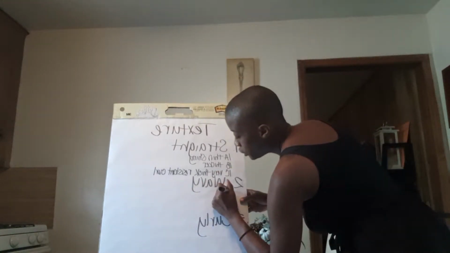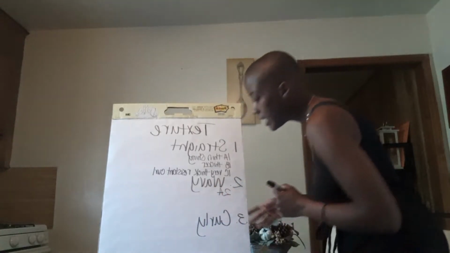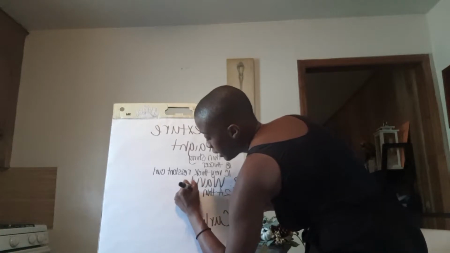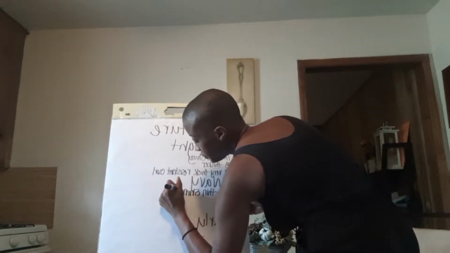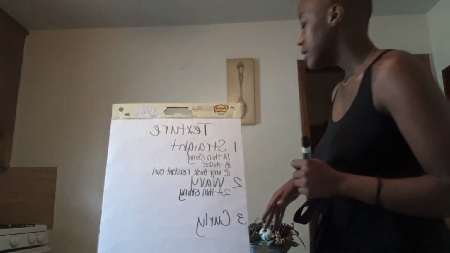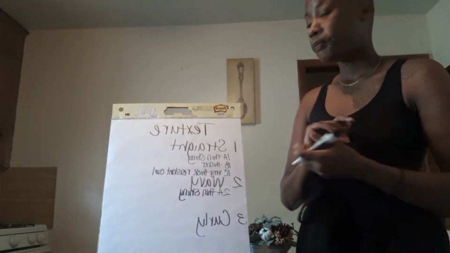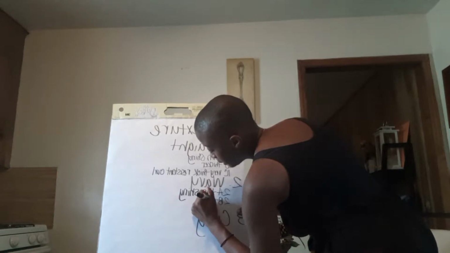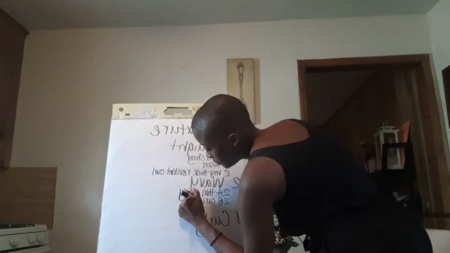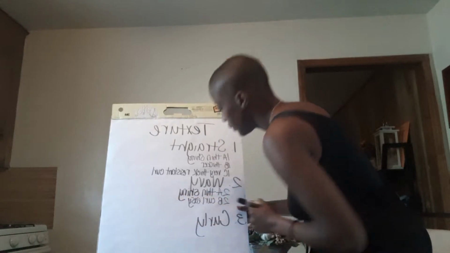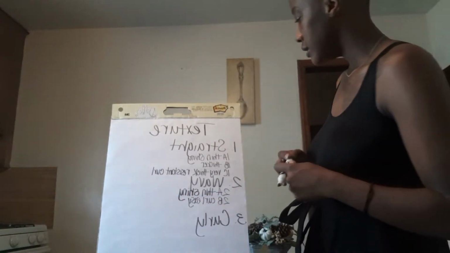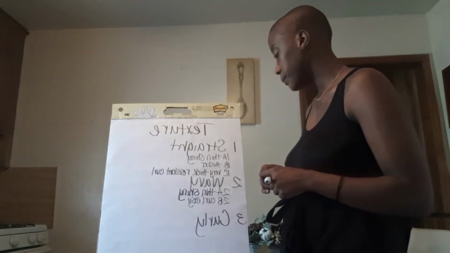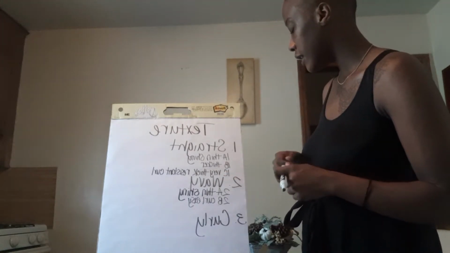Now, 2A is wavy. It's thin, very shiny, and it's very easy to curl. 2B is also easy to curl. It's just like 1B, it's a little bit more density than 2A.